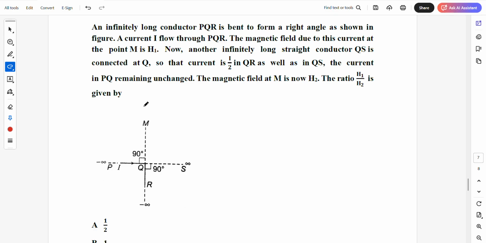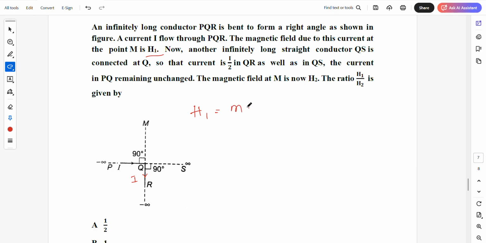What it is saying here is that an infinitely long conductor PQR is bent to form a right angle as shown in the figure. A current I flows through PQR. Now PQ, this is I, this is also I, and then QR. Now I can write what is H1 they have given. The magnetic field due to this current at the point M is H1.